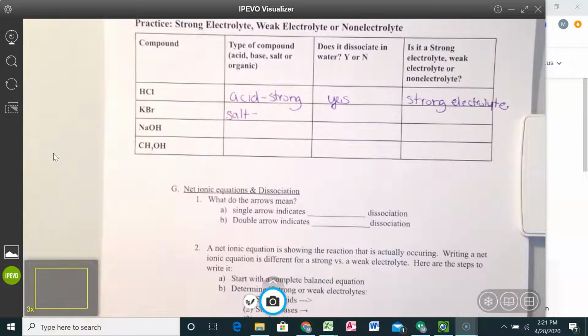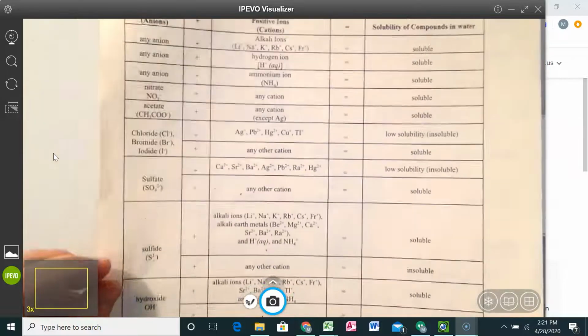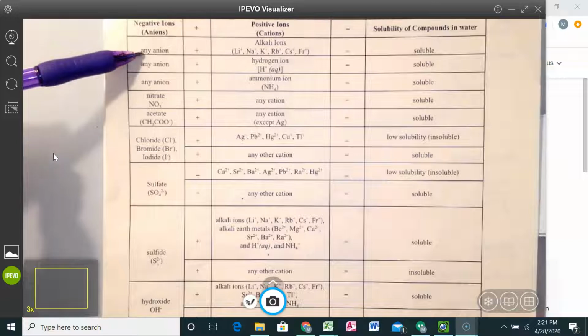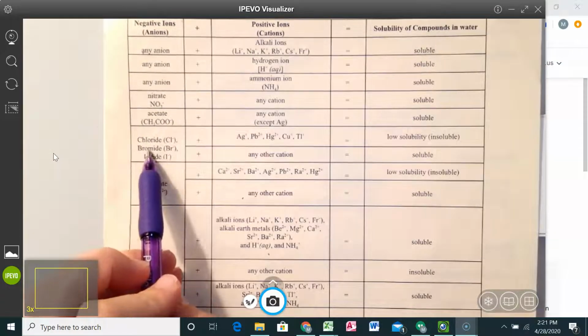But I probably want to do a step further and remind myself whether it's soluble or not, because if it's not soluble, it's not going to break apart in water. So I'm going to go back to my reference sheet, and we have not used the solubility chart in quite a while, so get yourself oriented with it. We're looking at KBr, potassium bromide. So we want to first go down this side. We want to find our bromide, that's right here.